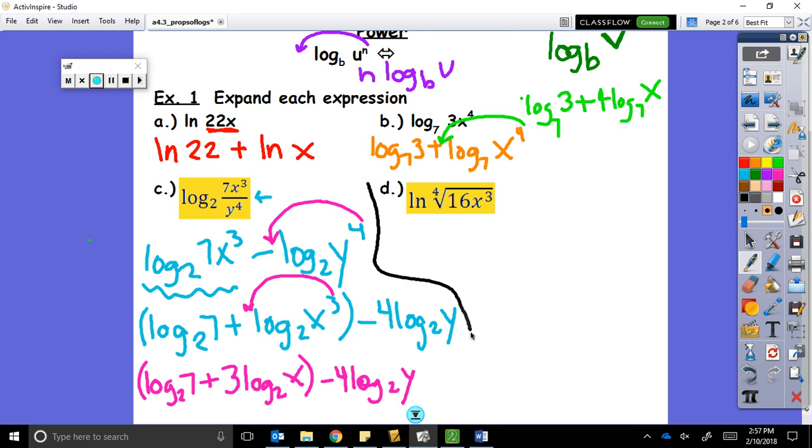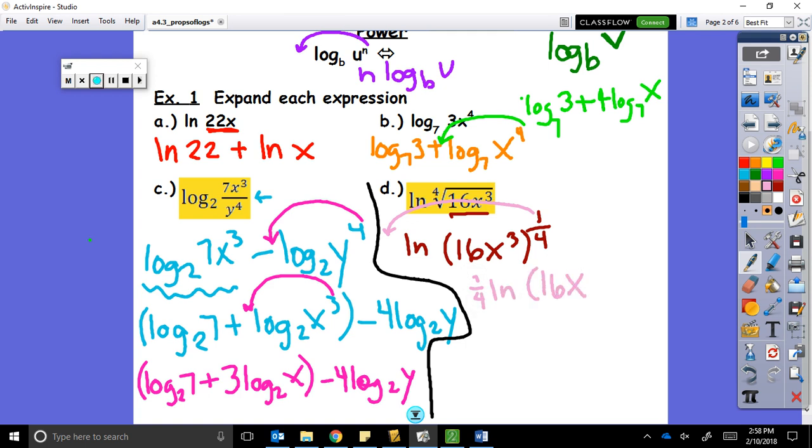Okay, so you have to be careful and kind of go backwards order of operations a little bit. Now I want to show you a little trick on D, because once you rewrite D, it becomes really easy. All this 16x to the third is under the radicals. So I'm going to rewrite. Remember that radicals are the same as fraction powers. So we have 16x to the third really to the 1/4 power. Now once I write it like that, that allows me to pull that 1/4 out front. Okay, so now I have 1/4 natural log 16x to the third.